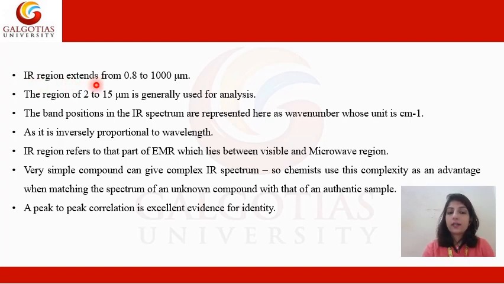Now, the IR region extends from 0.8 to 1000 micrometer. The region of 2 to 15 micrometer is generally used for analysis. This region of 2 to 15 micrometer is known as the mid-IR region, and we use it for the purpose of analysis. The band positions in the IR spectrum are represented as wave number, whose unit is centimeter inverse. As it is inversely proportional to wavelength, the IR region refers to that part of electromagnetic radiation which lies between the visible and microwave regions, the end of the visible region and the start of the microwave region.